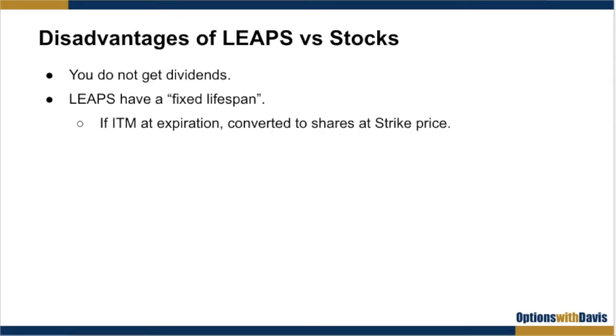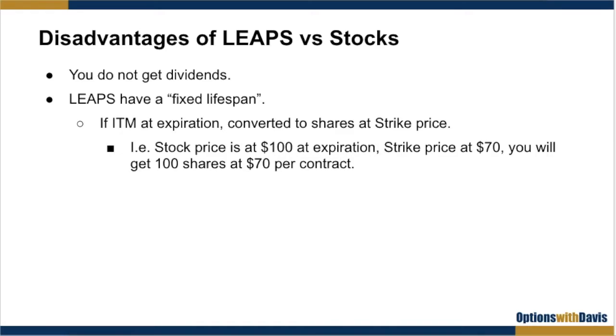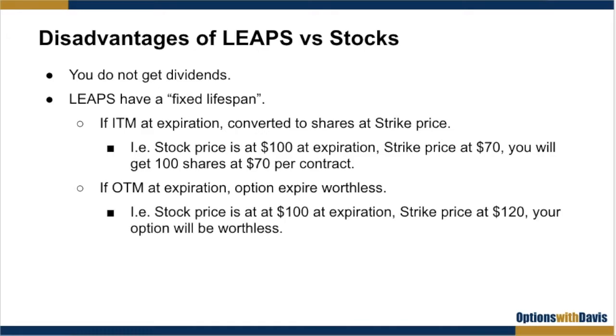So this is where it can get confusing for a number of people because at expiration you're not sure what exactly happens. So if your option is in the money at expiration, it will be converted to shares at your strike price. So for example, if the stock price is at $100 at expiration and your strike price is at $70, then you will get 100 shares at $70 per contract. But what happens if your option is out of the money at expiration? Well, it simply just expires worthless. So if the stock price is at $100 at expiration and your strike price is at $120, then your option will be worthless.